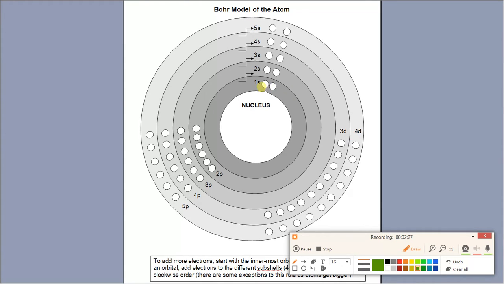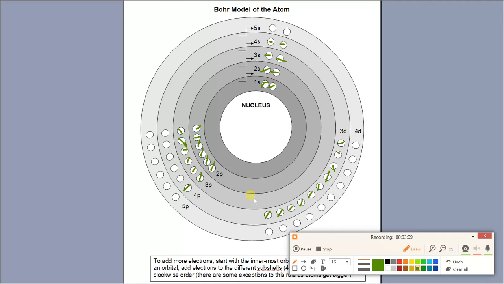So we said there's 30. We got to keep track here. 31. All right. So here's 1, 2, 3, 4, 5, 6, 7, 8, 9, 10, 11, 12, 13, 14, 15, 16, 17, 18, up into the 4th subshell, 19, 20, 21, 22, 23, 24, 25, 26, 27, 28, 29, 30, 31.